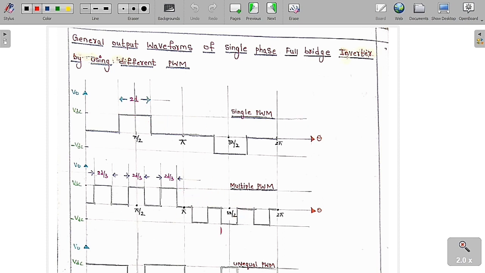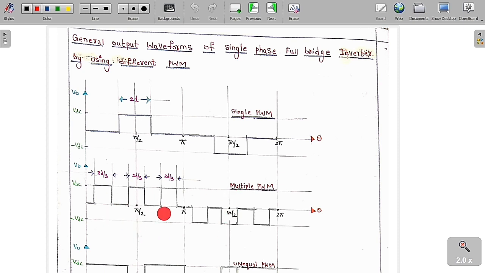Now if you use multiple pulse width modulation, that is, if you get more than one pulse in half of the cycle, then we call this multiple pulse width modulation. So if you use multiple pulse width modulation, then the output of the single phase full bridge inverter we are going to get in this format.